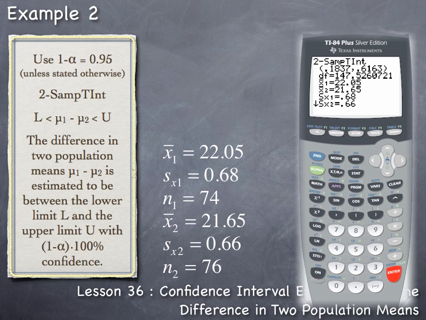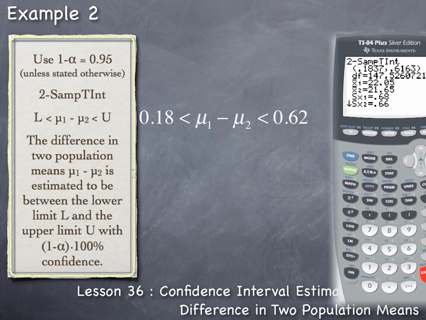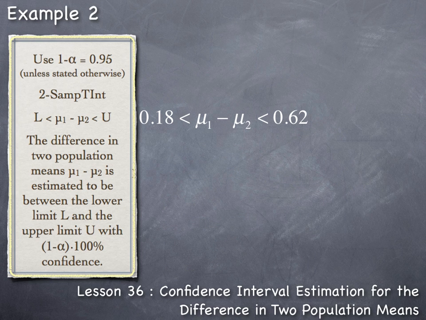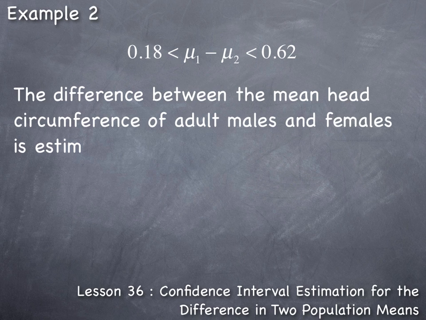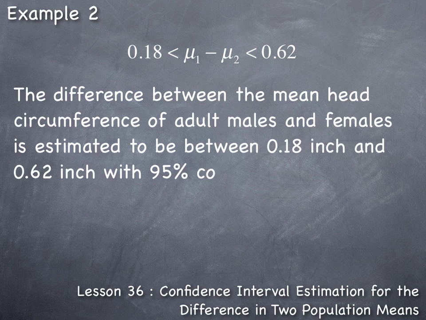Under the 2-SampTInt command, in parentheses, is our confidence interval estimate. The first value is the lower limit L, and the second value is the upper limit U. Here, rounding off to the nearest hundredths of an inch, we see that we get 0.18 less than mu1 minus mu2 less than 0.62. So now that we've expressed our confidence interval symbolically, we can now express our confidence interval verbally. The difference between the mean head circumference of adult males and females is estimated to be between 0.18 inch and 0.62 inch with 95% confidence.